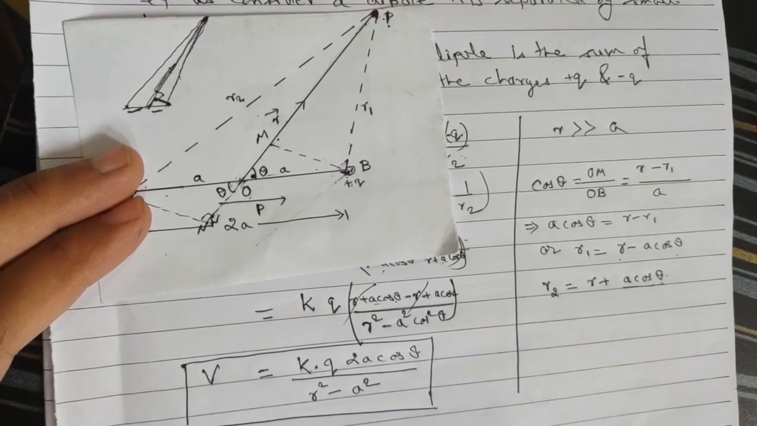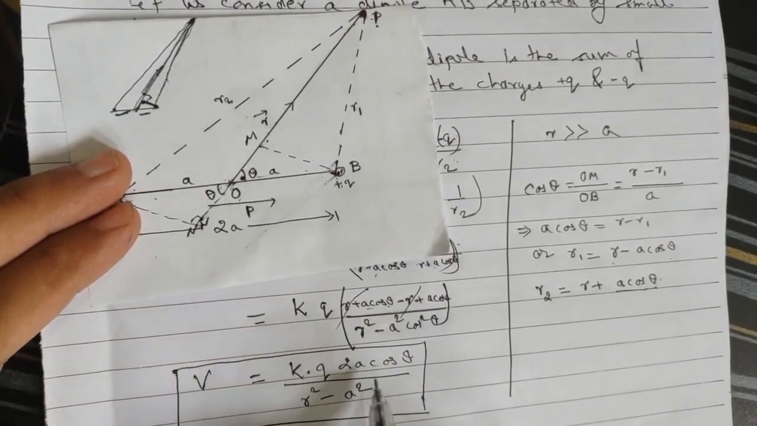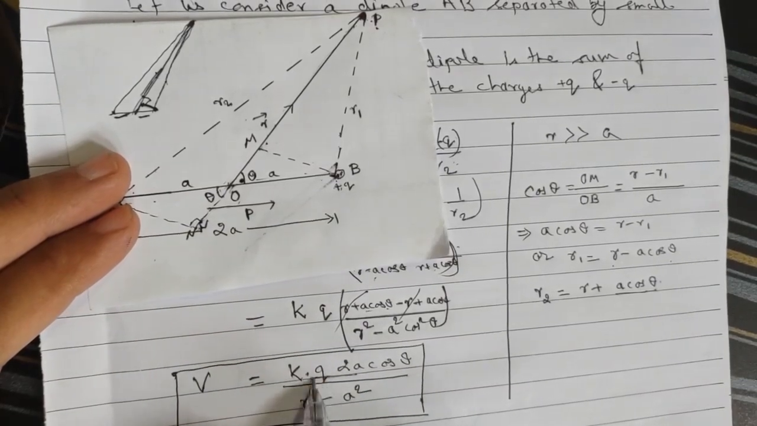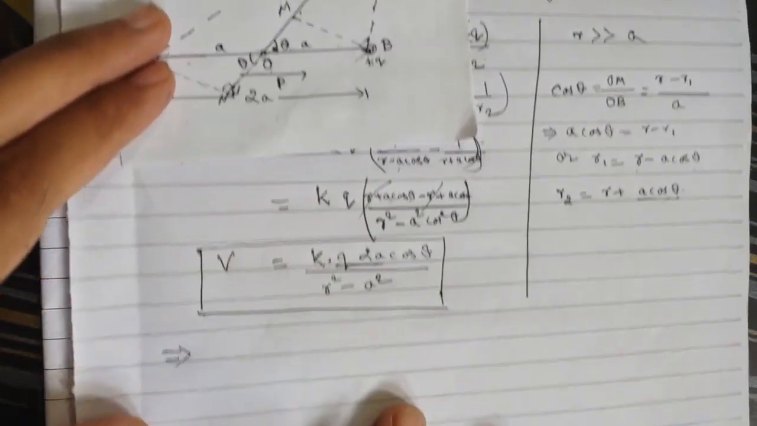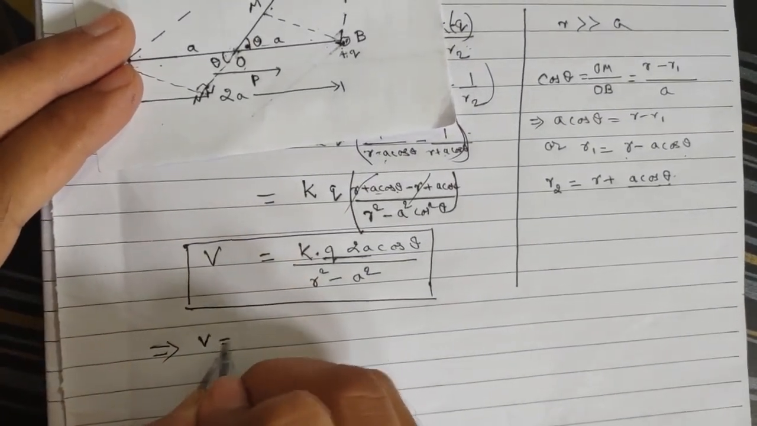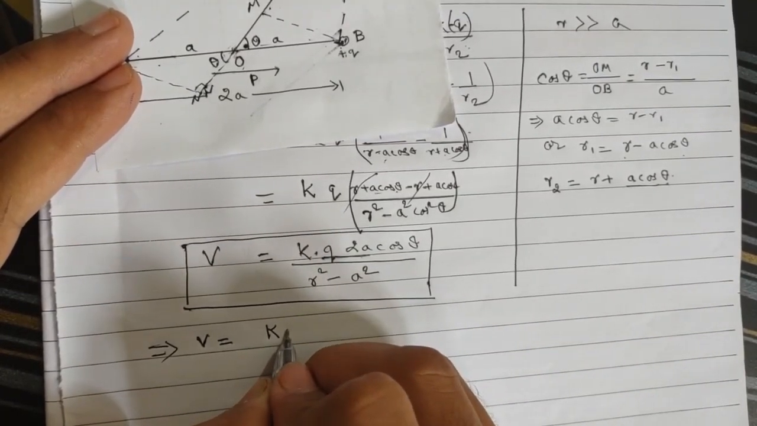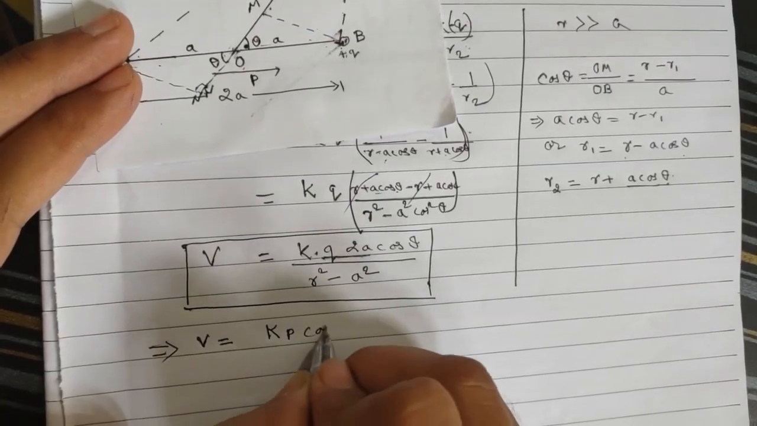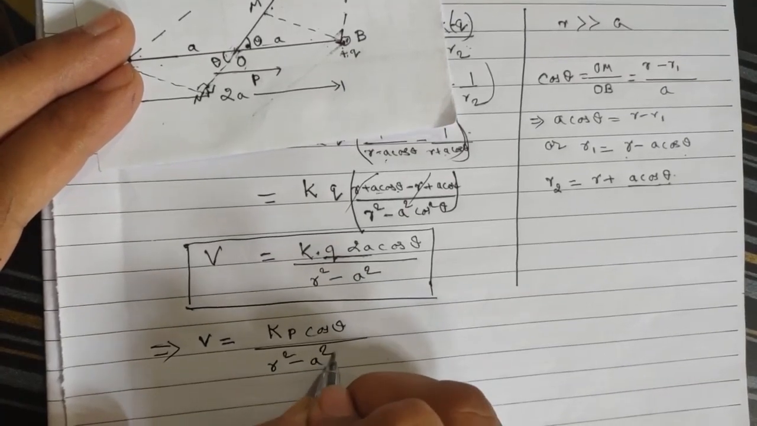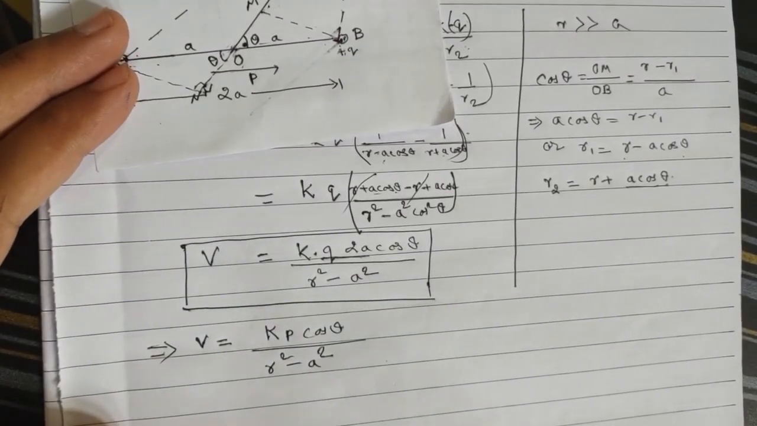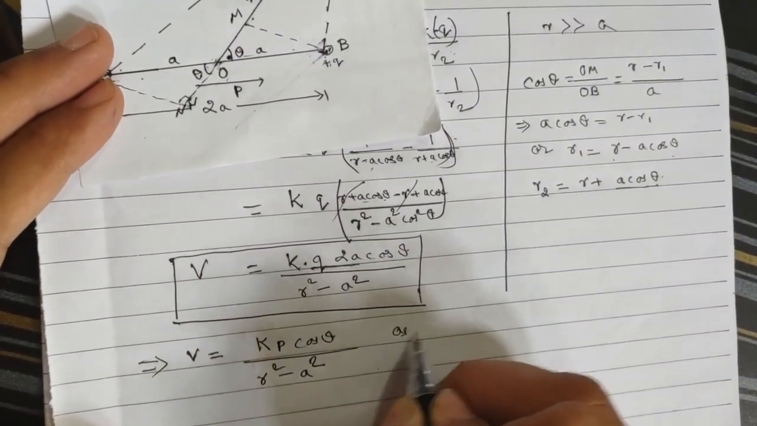Now the same thing we can change also. Just in the beginning we have discussed in terms of dipole moment, can we express this q into 2a? Yes. So what can we write? We can write V is equal to k times p cos theta by r square minus a square. Shall we write? Yes.